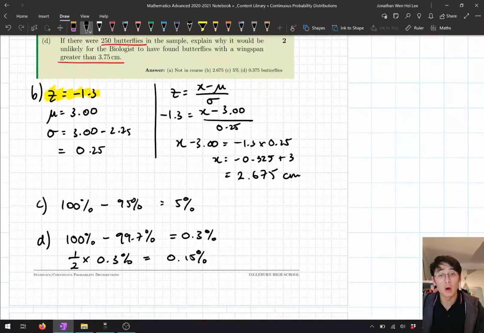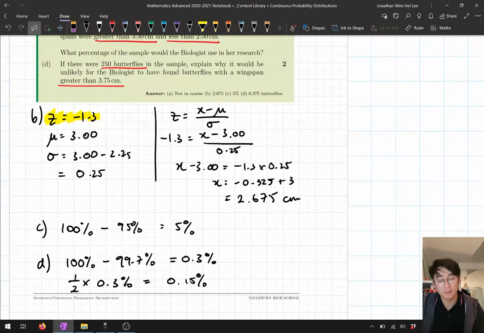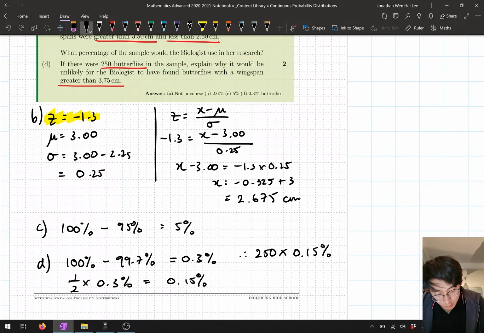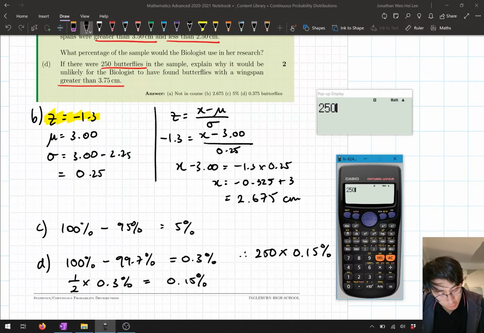Okay. Well, what do we need to do with this percentage now? We get told that there's 250 butterflies in the sample. So therefore, if we want to find how many butterflies there would be in the sample which have a wingspan greater than 3.75 centimeters, all I need to do is just go 250 times 0.15%. So here, I'm just going to chuck this in my calculator. 250 times 0.15%. That means I've got 0.375 butterflies.